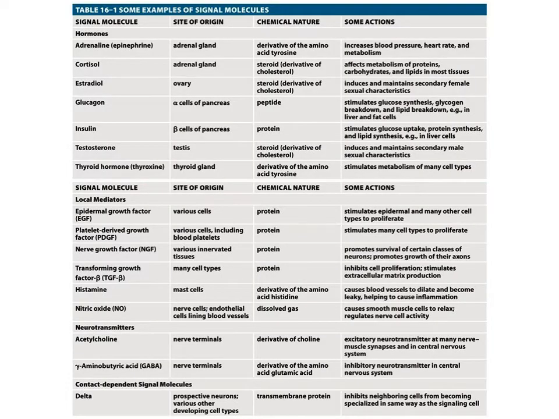This table from your textbook just shows some of the different signaling molecules. They fall into several different categories. Hormones would be for the endocrine, local mediators for our paracrine, neurotransmitters for our neural, and then we also have contact-dependent signaling molecules like Delta. I would highly recommend looking at this table and knowing an example from each one. I'll be honest, I kind of think of insulin for hormones just because of my research in diabetes.